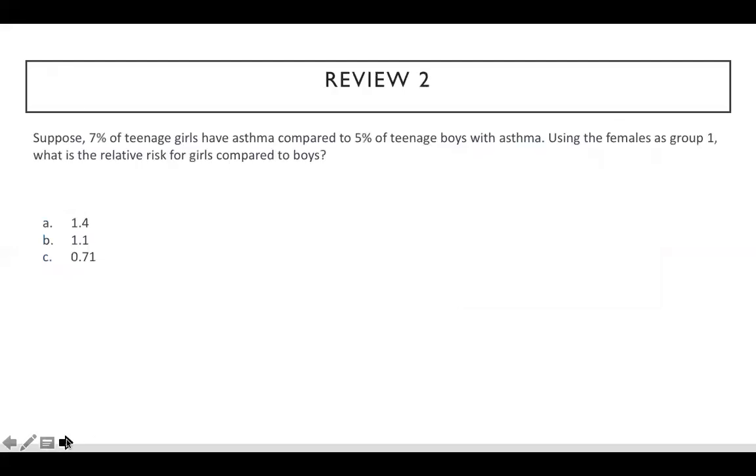So suppose 7% of teenage girls have asthma compared to 5% of teenage boys with asthma. Using the females as group 1, what is the relative risk for girls compared to boys?